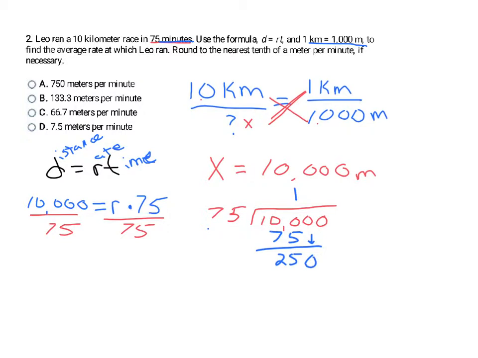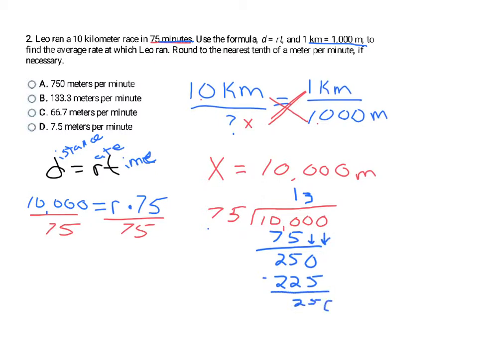75 goes into 250 3 times. And I've worked with a lot of multiplication problems in life, so I can kind of do this in my head. But if you needed to, go over and try out what 75 times 3 is. And 75 times 3 is 225. Which when I subtract those, that leaves me with 25.